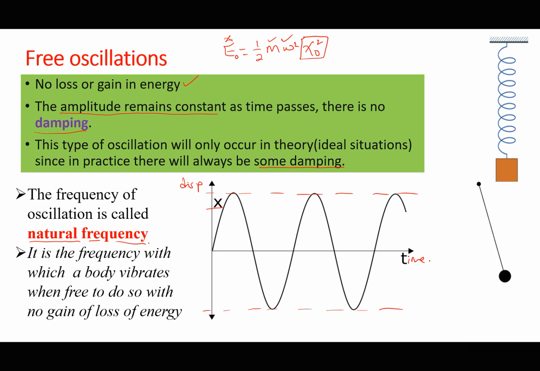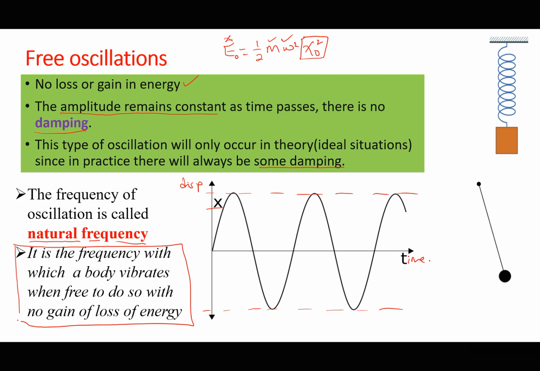The examiner will ask you to define what we call the natural frequency of oscillation, and I have defined the natural frequency of oscillation for you here as the frequency with which a body vibrates when free to do so with no gain or loss of energy. The last part is the most important part. There is no gain or loss of energy. That is simple natural frequency.